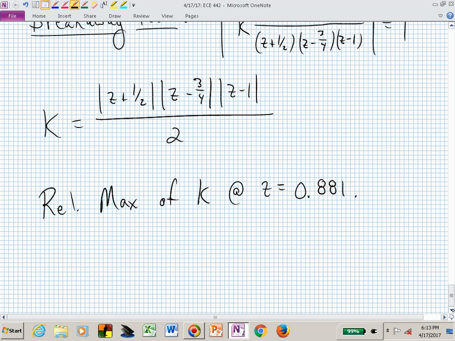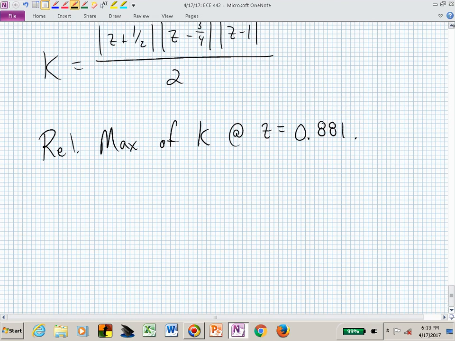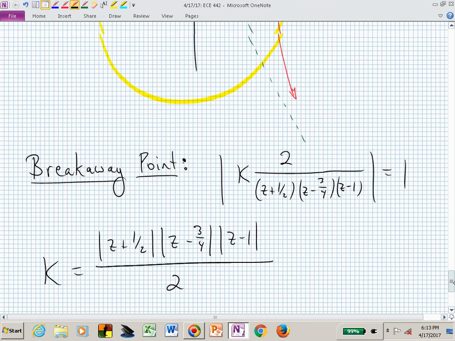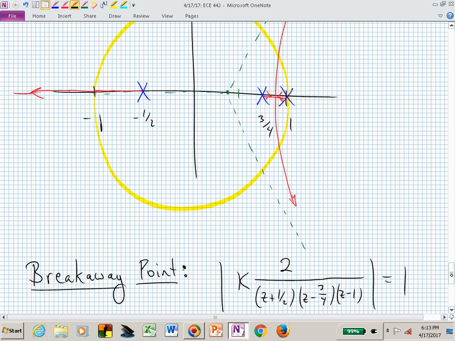And the k that occurs at, if I now plugged that z value into my k expression, that gives me a k value of 0.011. So now from 0 up to 0.011, I'm living on the real line between 3/4 and 1. But if I get bigger than 0.011, now I'm popping off the real line and approaching those asymptotes. And I'm breaking away at 0.881.